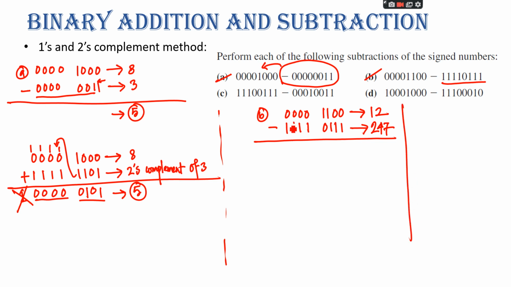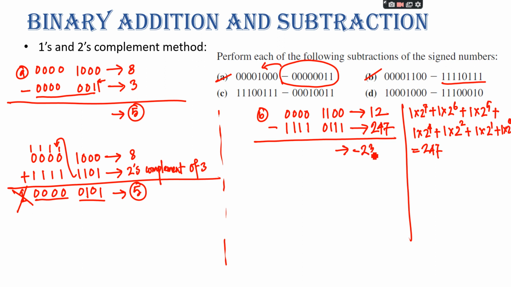We learned, right? So 1 multiplied by 2 to the power 7 plus 1 multiplied by 2 to the power 6 plus 1 multiplied by 2 to the power 5 plus 1 multiplied by 2 to the power 4. Then here we have 0. So 1 multiplied by 2 squared, 1 multiplied by 2 to the power 1, and 1 multiplied by 2 to the power 0. That should be your number. 247. So it gives you 247, right? Yes. So the subtraction result should be minus 235, right? Yes, sir.